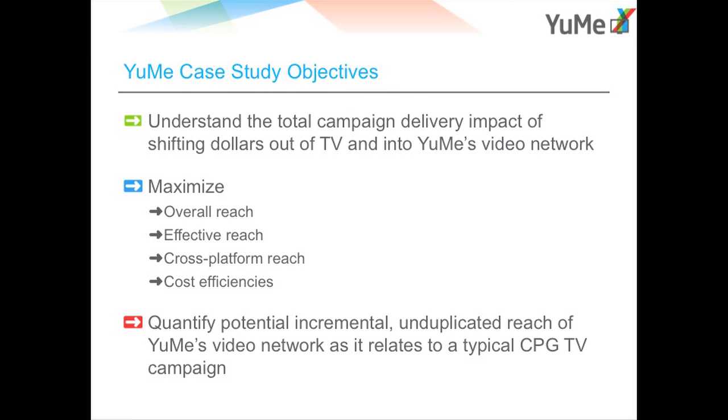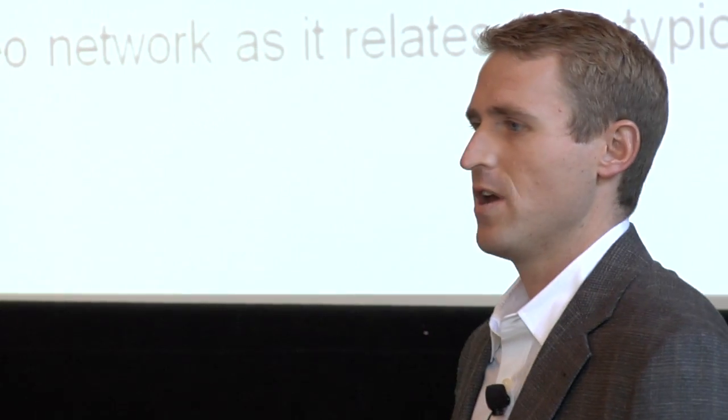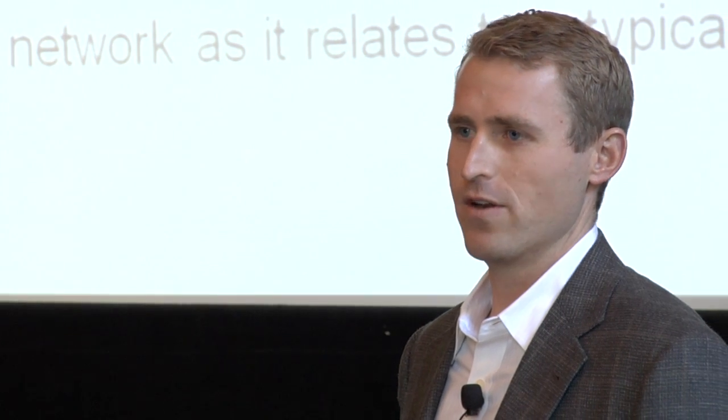And then cost efficiencies. If I can get incremental reach, if I can get cross-platform reach, and if I can get more effective reach, then what are the cost implications there on a CPM basis?